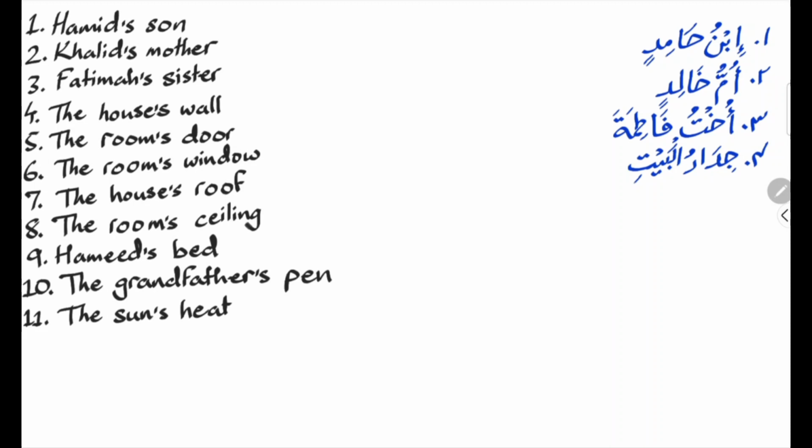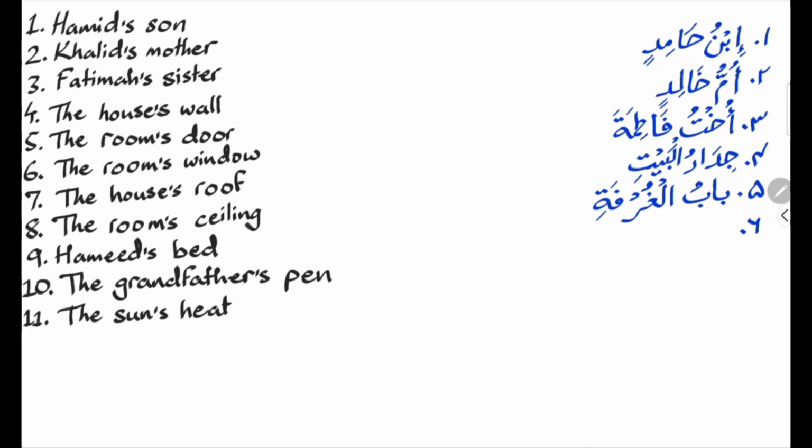Number 5, the room's door. Door is the mudaf. That's going to come first. Door in Arabic is babun. Babu. And the room in Arabic is al-ghurfa. It's ghurfatun essentially, but you add the alif lam, so it becomes al-ghurfa. So babul ghurfati. Because mudaf ilayh always gets kasra.